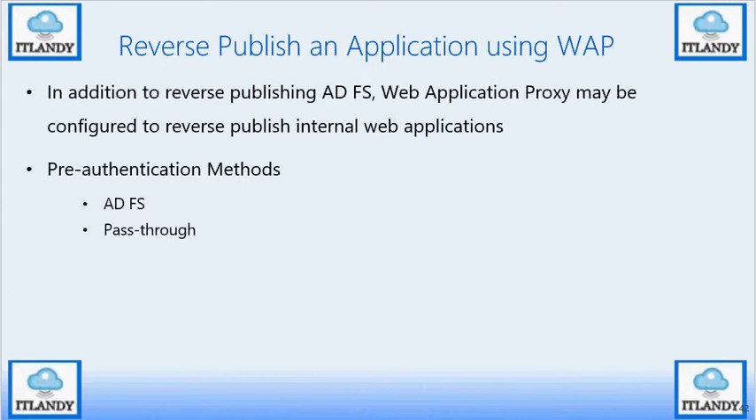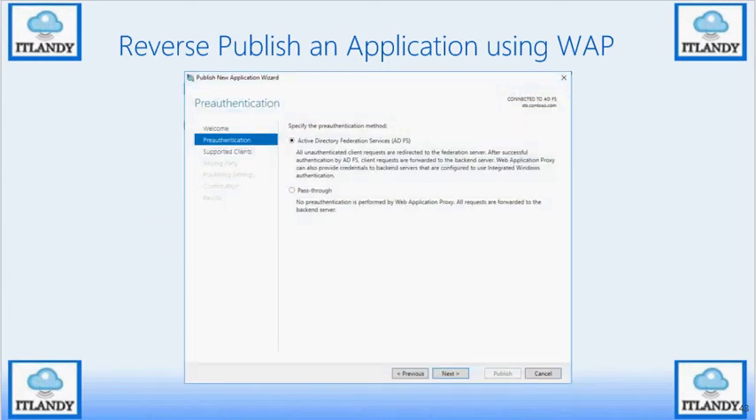You can do pre-authentication methods. You can use either ADFS or you can use Passthrough. What does this look like for us? Here it is. When you do configuration for your reverse proxy, we spoke about WAP. Either you can choose dealing with ADFS, or you can use Passthrough.